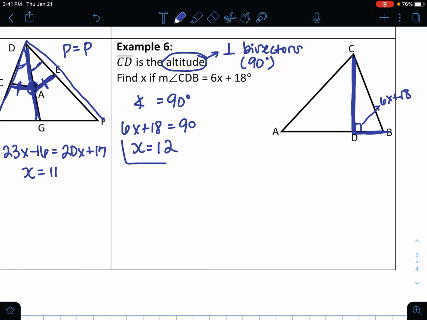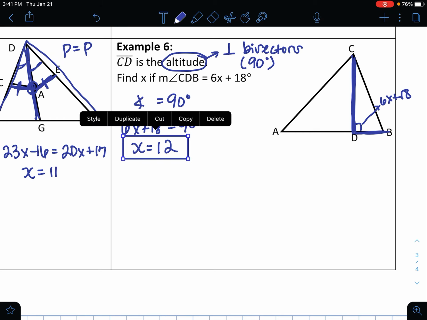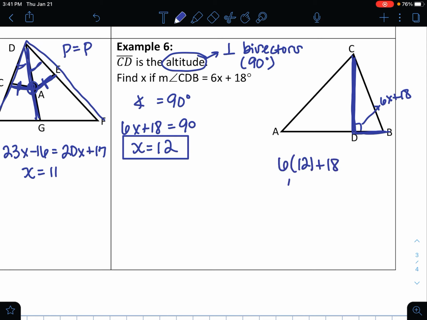Okay, and it just said that we needed to find x, so I'm gonna put a box around it, although I should be checking my work, so let me plug it in. Plus 18, so that'd be 72 plus 18, which equals 90. So yeah, we did that right.